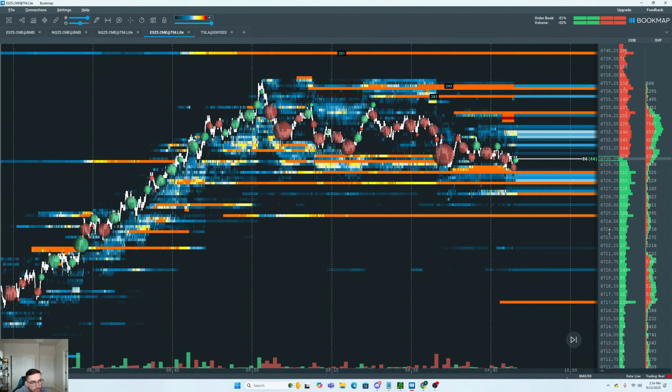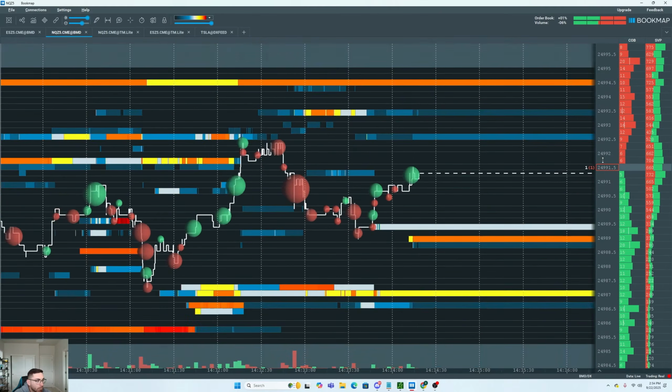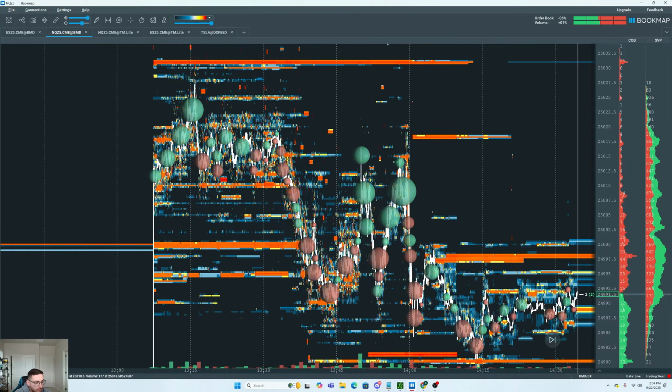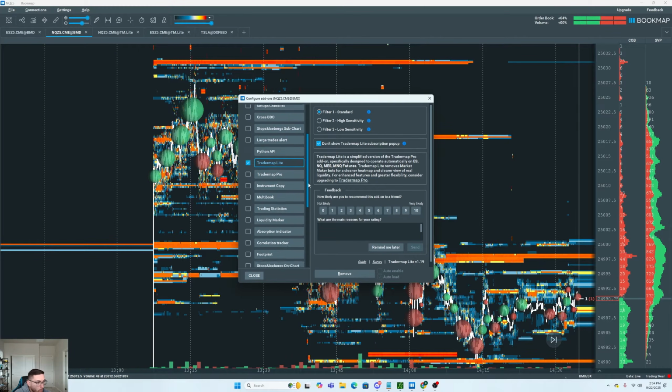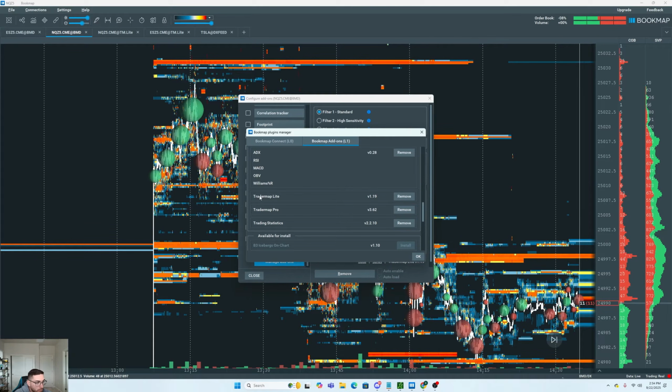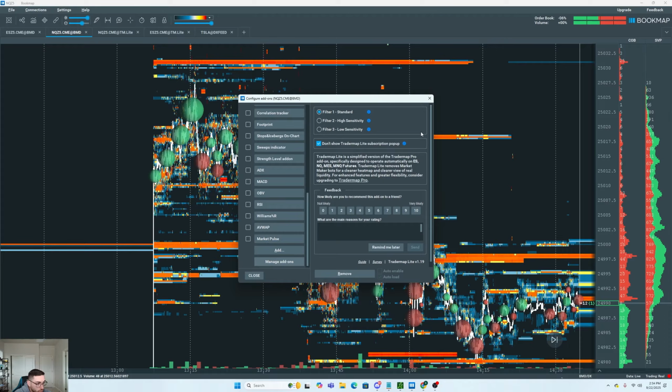Now, one more thing before I show you guys how to actually use Bookmap, because I get asked about this a lot. By default, when you subscribe to Bookmap data, you're going to get a weird looking chart, as we can see here with the NQ futures. And essentially what this is, it's an algo that's messing with the data and the way that it's shown on Bookmap. So what you want to do is head up here to where it says configure add-ons, scroll all the way to the bottom to where it says manage add-ons. And then you want to scroll down until you find what is called Trader Map Lite. Then from there, make sure to install it.